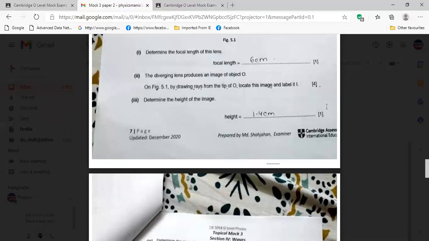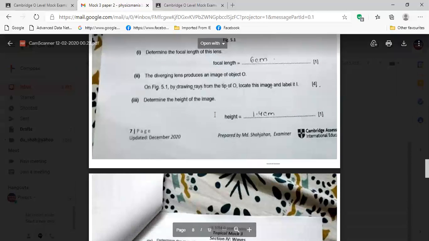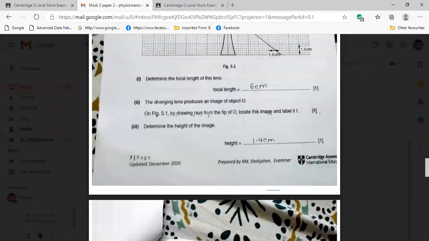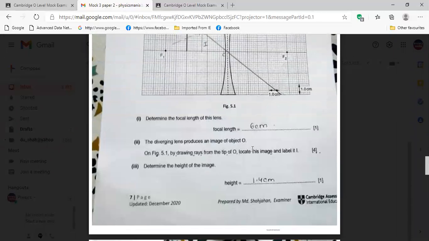Here you give minus one, and for the height, I'll get minus one also, right? This one also you give minus one.